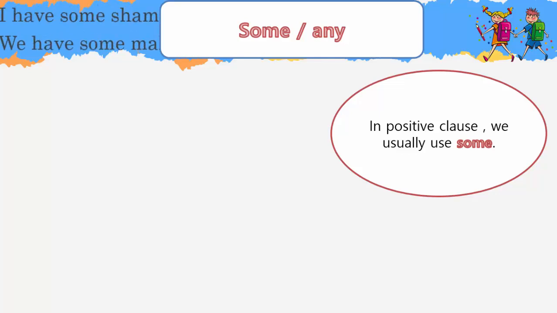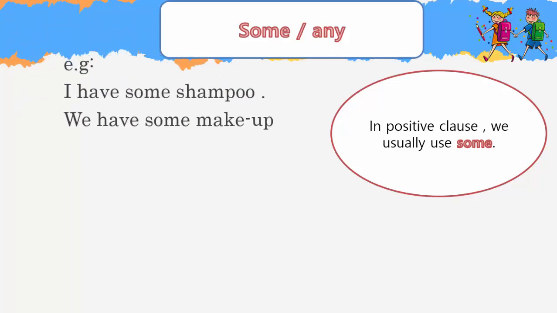Look at the first example. I have some shampoo. And the next one, we have some makeup. As you can see, we start our sentence using the subject, and here we have the subject I, followed by the verb have. I have some shampoo.